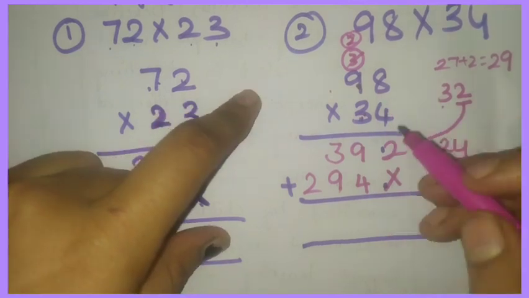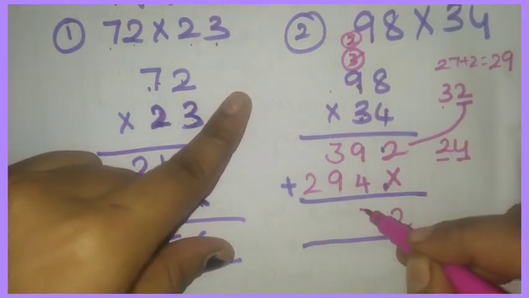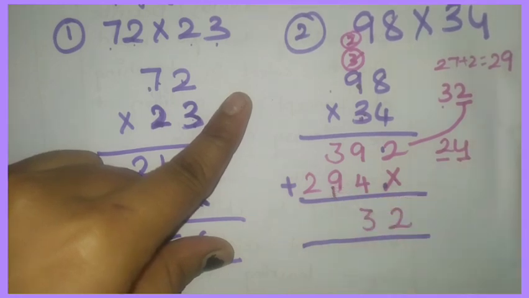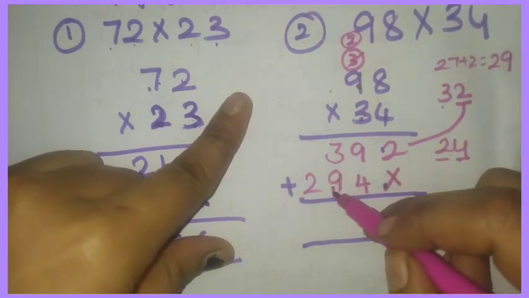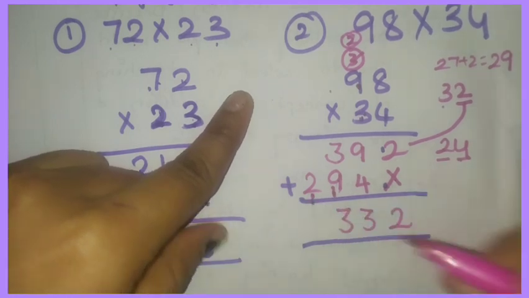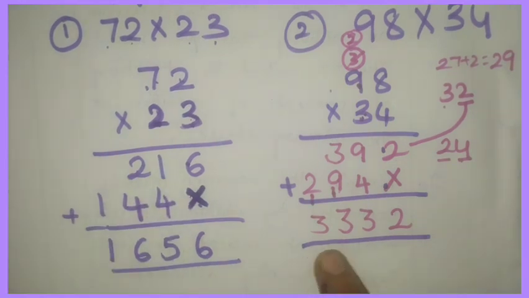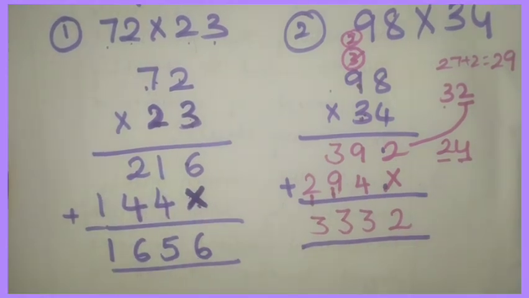Now add this. 2 plus 0 is 2. 9 plus 4 is 13. 3 here, 1 taken as carry. 9 plus 1 is 10. 10 plus 3 is 13. 3 here, 1 taken as carry. 2 plus 1 is 3. Therefore 3332 is the answer.